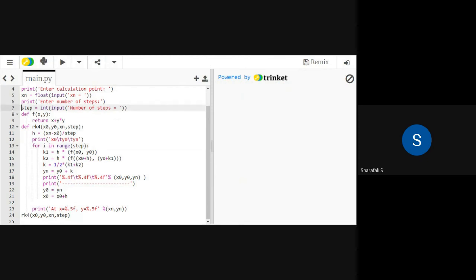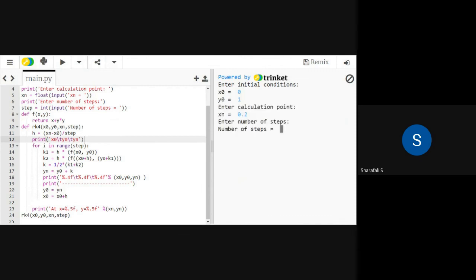So I'm taking this as input, right? Number of steps equal to step. So the same step I have to provide here. I'm just doing it again, no time. So y0 is 1, 2 steps. Okay, so you'll get this answer.